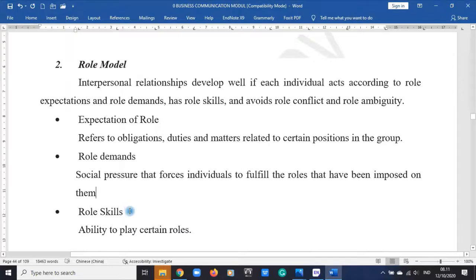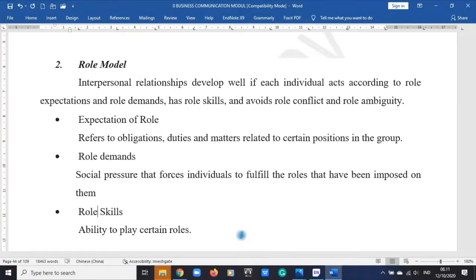The next part is role skills, the ability to play certain roles. Like a teacher in school must be a father or husband at home. When he's working at school, he's a teacher of students or partners. But in his house, he's not a teacher anymore. He's a father or husband who needs to give love to the family members.